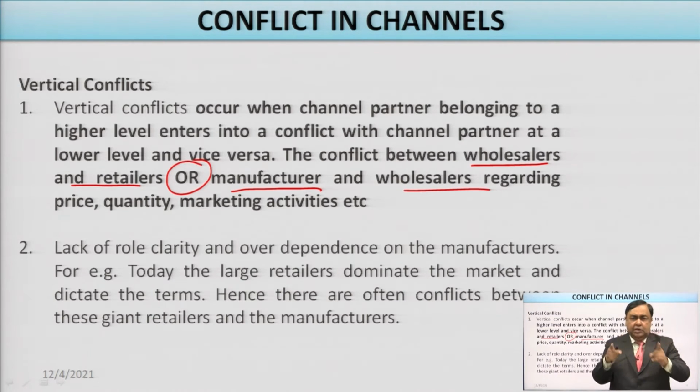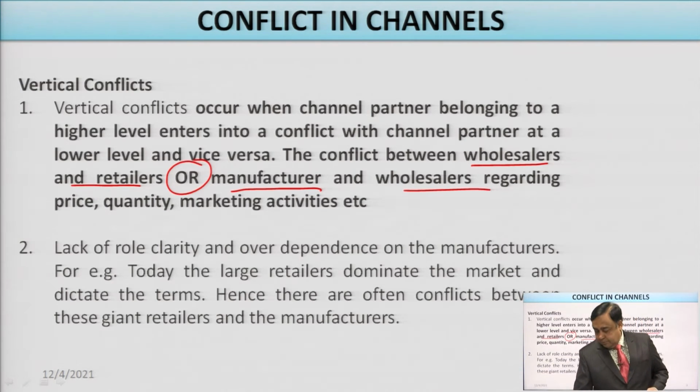If there is any dispute, any ambiguity, any lack of clarity in any one of these three roles, dear students, please know that a dispute is bound to happen. So, lack of role clarity and over dependence on the manufacturers. For example, today the large retailers dominate the market and dictate the terms and conditions, and hence there is a high possibility that there may be a dispute between the manufacturers and these giant retailers, because they are controlling the market and have an overall grip on it.